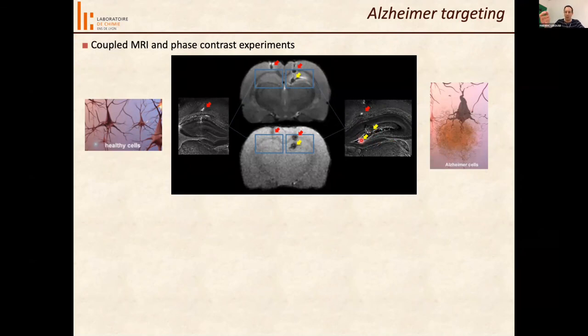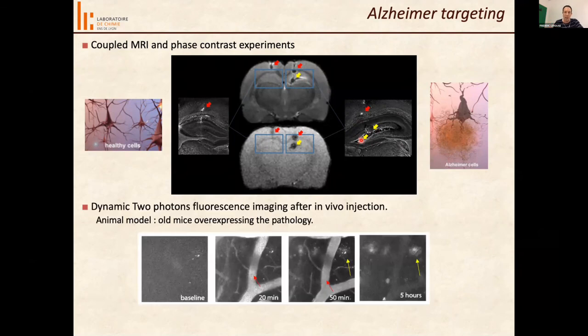So we did the same with two-photon imaging, where we can clearly see here the ability of the particle to go from the bloodstream into the brain parenchyma, as you can see here, after some time, and we can target specifically the plaque related to the amyloid and Alzheimer's disease.